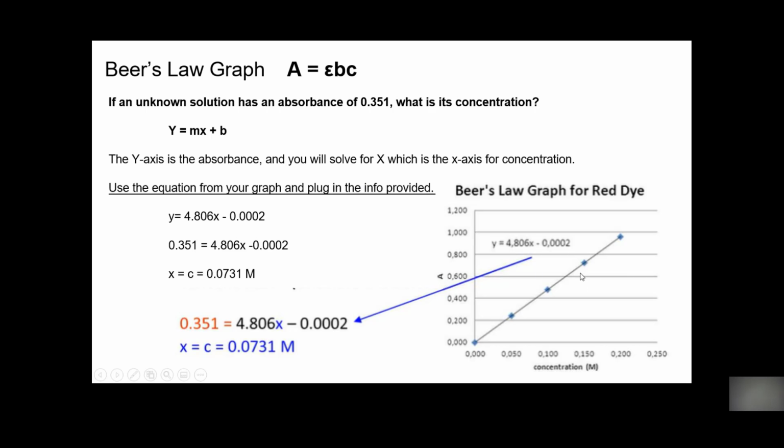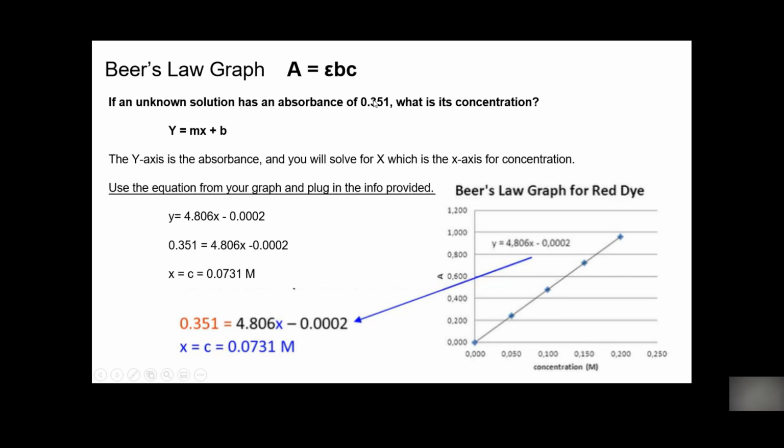All right, so this is something I took, I think, off of LabFlow. If an unknown solution has an absorbance of 0.351, what is its concentration? So how are you supposed to use this? Well, you take the equation from the graph. So you see this is absorbance. I would have written absorbance out, but they did not. And concentration, and there's a title, and here's the equation. The only thing that's missing on here is r squared, and I'll show you what that is in a minute.